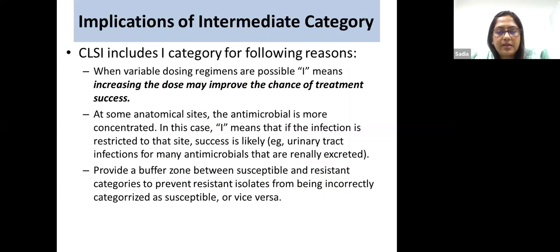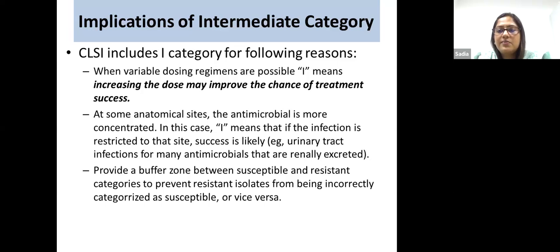CLSI has included the intermediate category for many reasons. The most important is that in certain situations you may increase the dose of these intermediate antibiotics, and that will improve the chance of treatment success. Also, at certain anatomical sites, the antimicrobials can get more concentrated. At these sites, an intermediate result can prompt you to treat the infection with an intermediate antibiotic. For example, a lot of drugs get excreted by the renal system. So if you have a urinary tract infection and a pan-resistant isolate with a few intermediate antibiotics, you can always try treating with the intermediate antibiotic, because the urinary concentration of those antibiotics will be much higher. And if the infection is in the urinary tract, it will get treated.